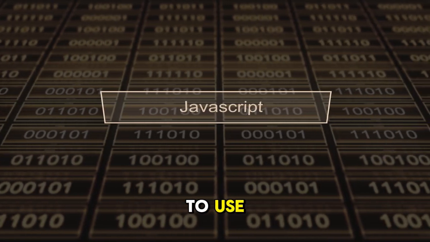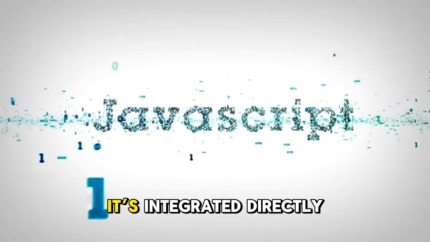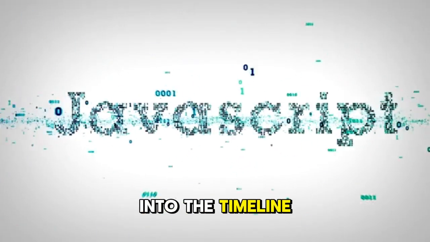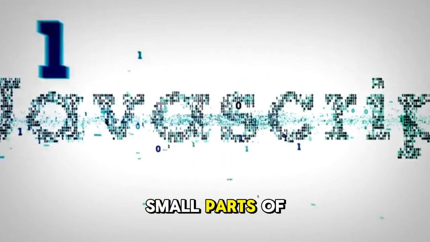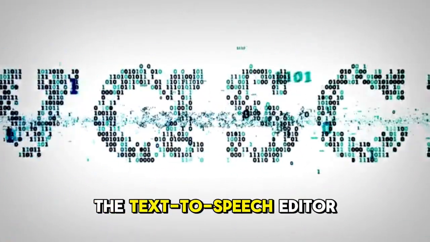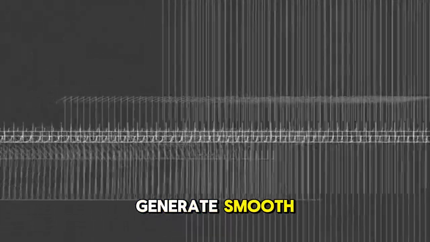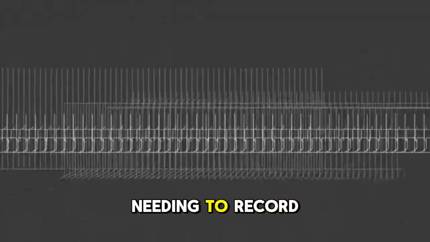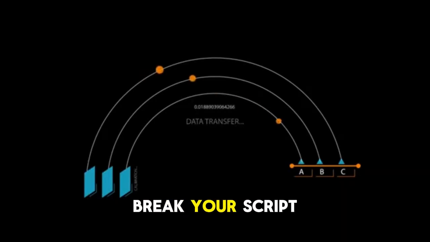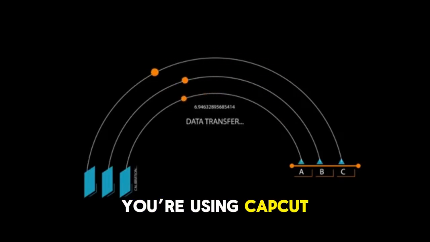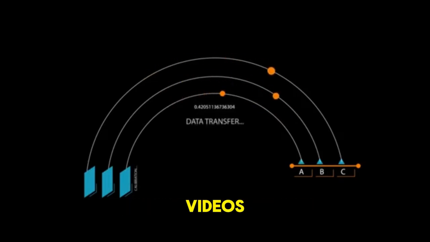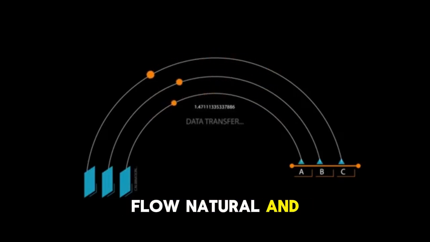Another option is to use CapCut's AI voice feature. It's integrated directly into the timeline. You can paste small parts of your script into the text-to-speech editor, and it will generate smooth, realistic narration without needing to record anything. Be sure to break your script into sections if you're using CapCut, especially for longer videos. This keeps the flow natural and easier to edit.